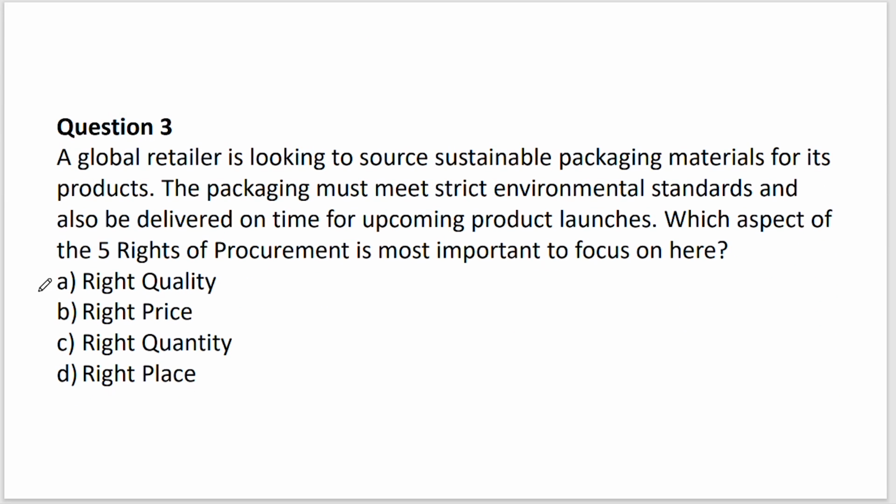Next, a global retailer is looking to source sustainable packaging material for its products. The packaging must meet strict environmental standards and also be delivered on time for upcoming product launches. Which aspect of the 5 rights of procurement is most important to focus on here? So there are two things here. The packaging must meet strict environmental standards and also be delivered on time.